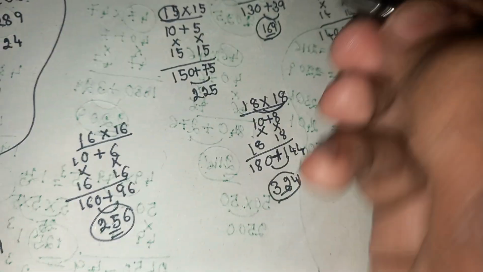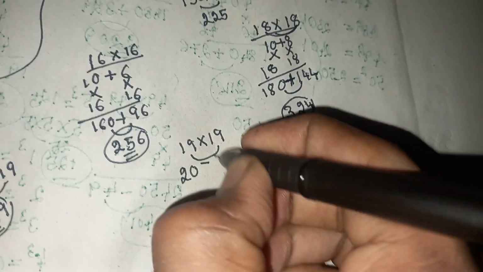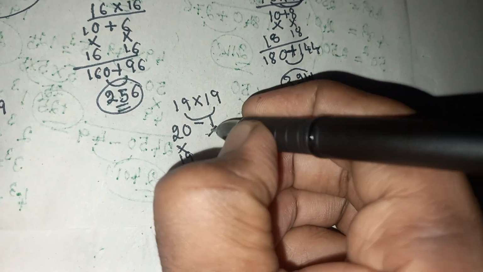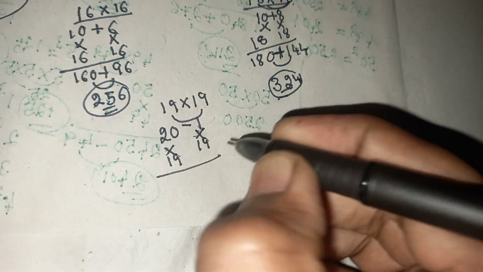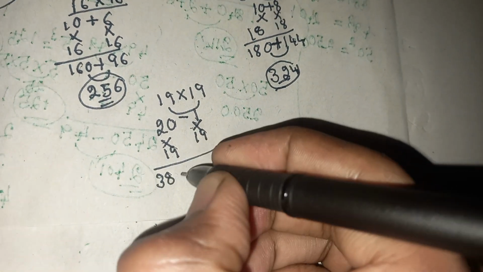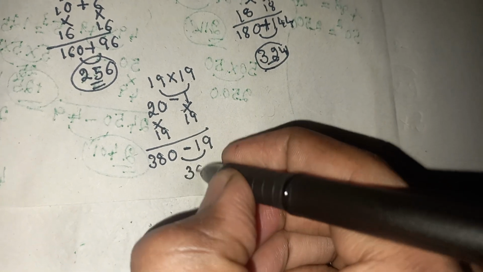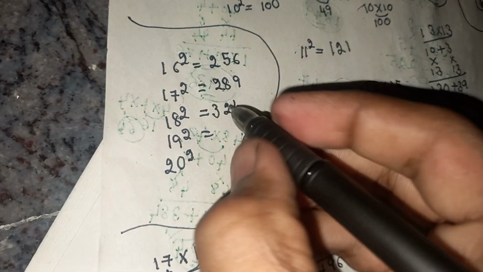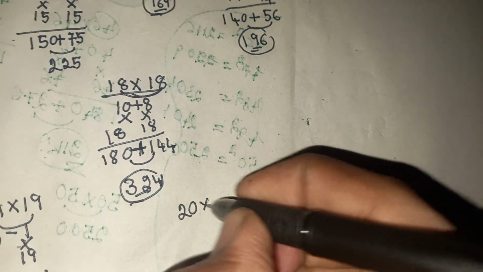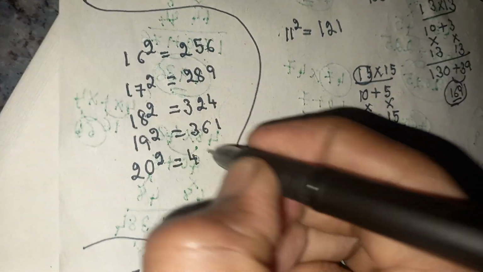Now 19 square. 19 times of 19, you can write 19 as 20 minus 1. Multiply with 19 on both sides. 19 times of 20 is 380, minus 19. When you subtract, you're going to get 361. 361. And 20 square. 20 times of 20. 2 times of 2 is 4 and 2 zeros, so it's going to become 400.